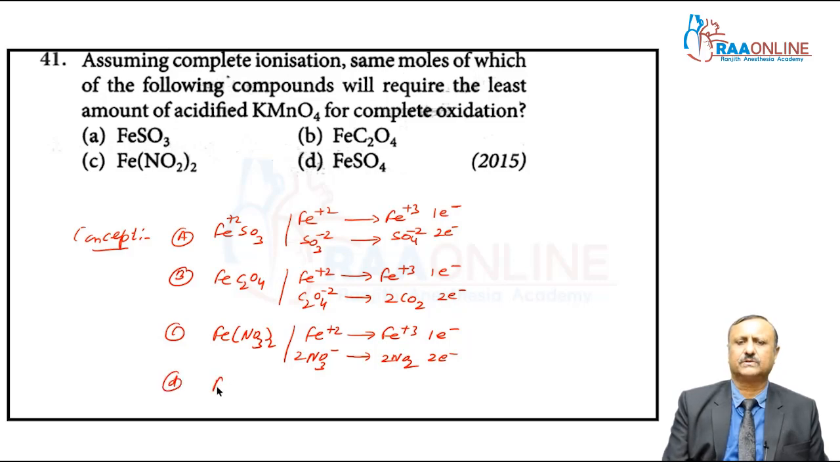Now see FeSO4. Here, my dear students, Fe plus 2 is converted to Fe plus 3, so only one electron is required. So it will require the least amount of acidified KMnO4. My dear students, those compounds in which the number of electrons required is least will need the least amount of KMnO4.